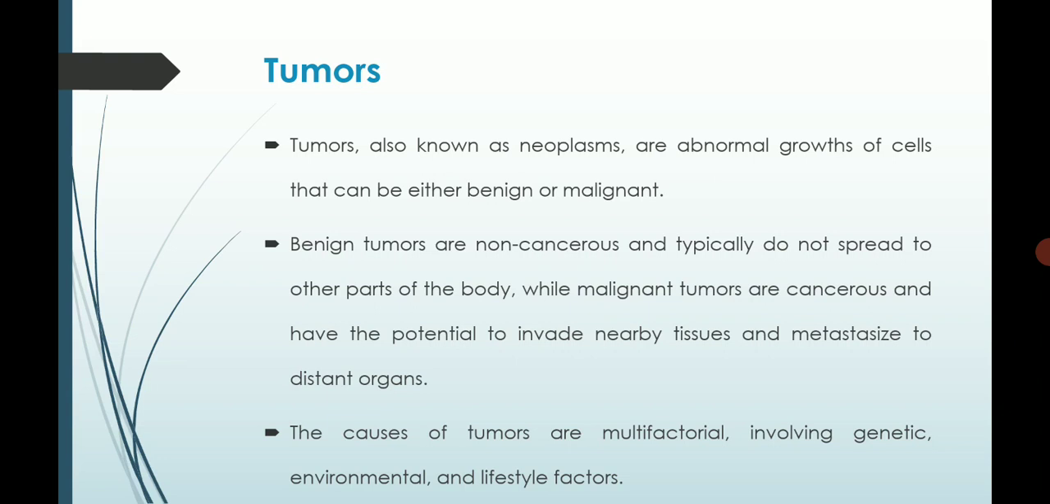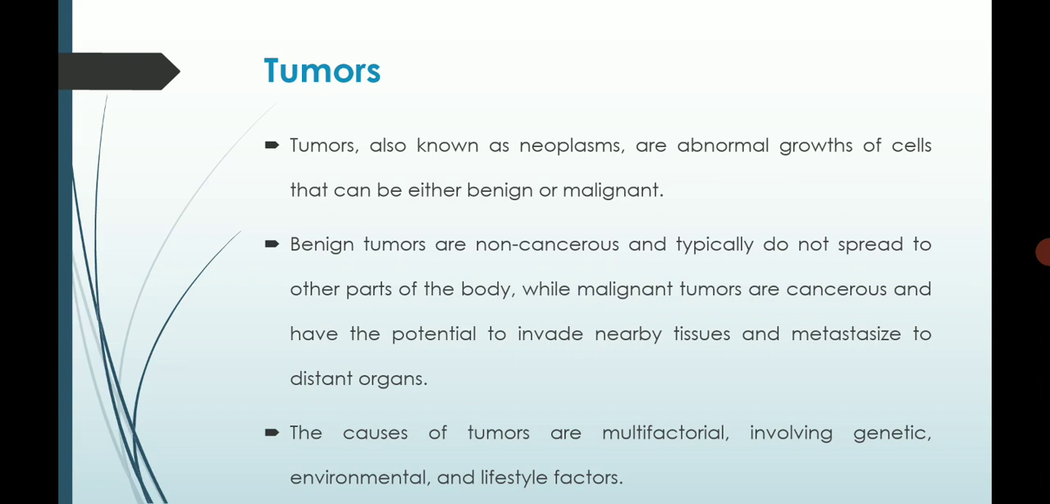A benign tumor, as the name suggests, is non-cancerous and typically does not spread to other parts of the body. Benign tumors are present in one area only and cannot spread to other parts, so they are not that problematic. But malignant tumors are more cancerous and have the potential to spread to nearby tissues. Sometimes they can be transferred to distant organs also, which are affected because of the invading ability of the tumor cells. That comes under malignant tumor.